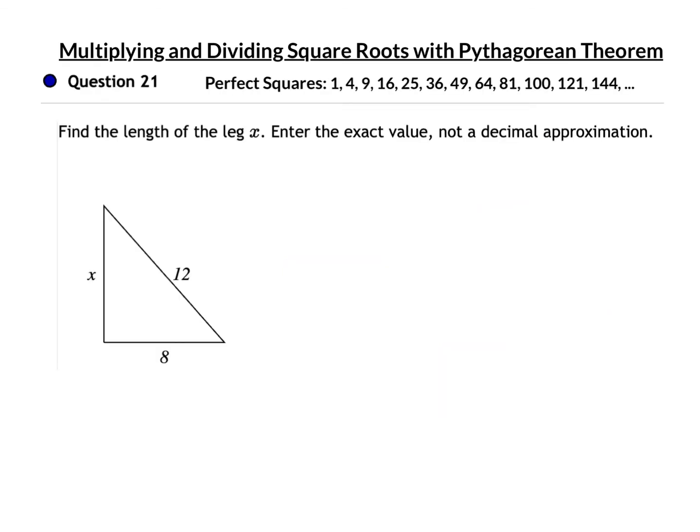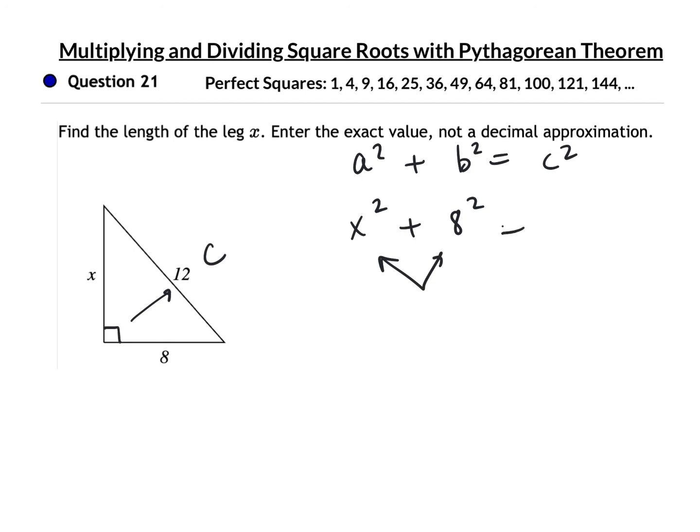Question 21. Pythagorean Theorem. We know that it's a squared plus b squared equals c squared, where c is the hypotenuse. It's always opposite the right angle. There's my c. A squared plus b squared equals c squared will be x squared plus 8 squared. The order here makes absolutely no difference. You can flip that around, does not matter. Equals c squared. The biggest side is the hypotenuse, that's 12 squared. This is x squared plus 64 equals 144.